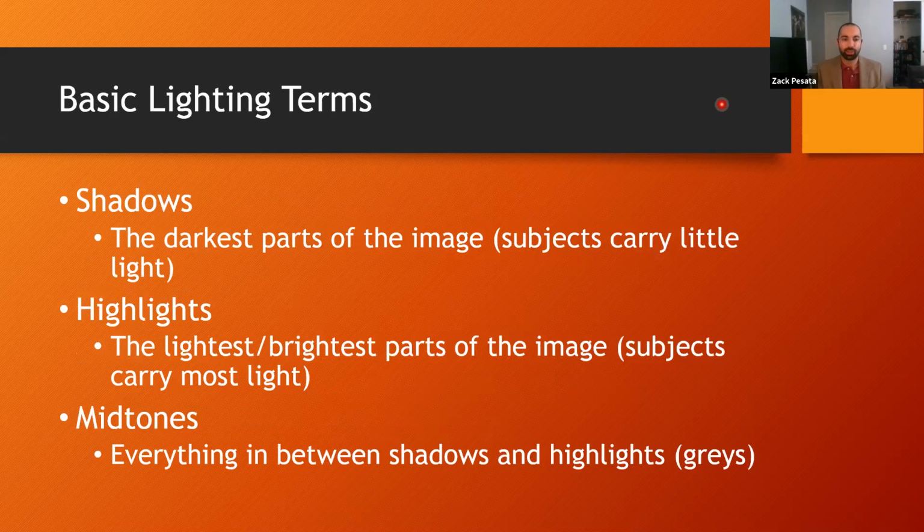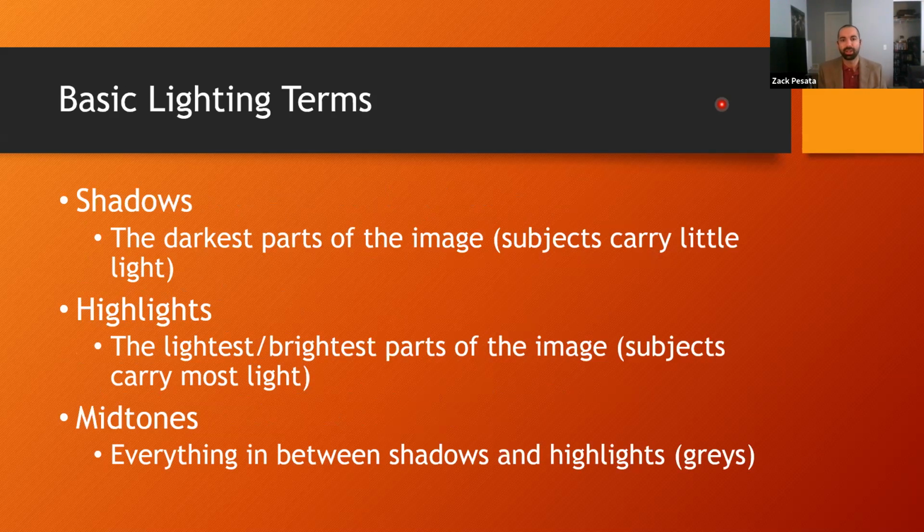So basic lighting terms that I want to get out of the way. And I mentioned a few of these in the last presentation. But when we're talking about lighting, specifically when we're talking about tonal contrast, which I'll talk about in a bit, we're looking at how shadows, highlights, and midtones are used in a lighting setup. Shadows are the darkest parts of the image. Subjects carry little light.